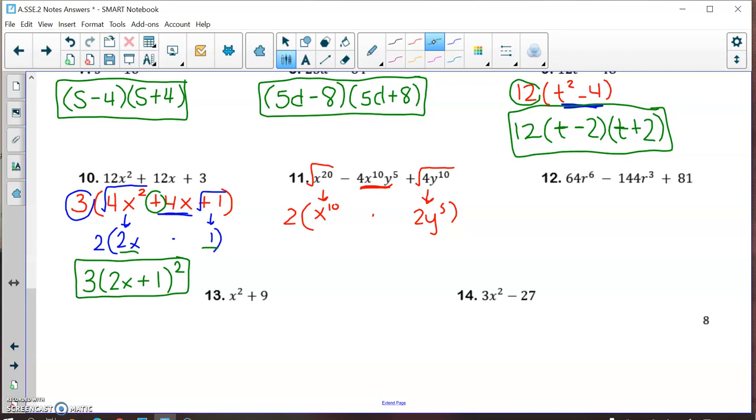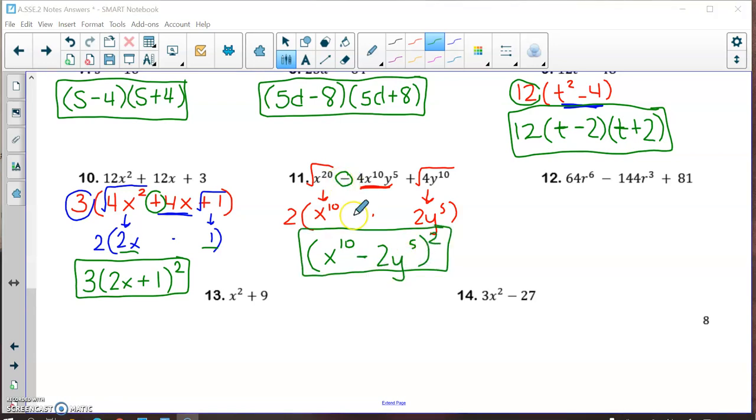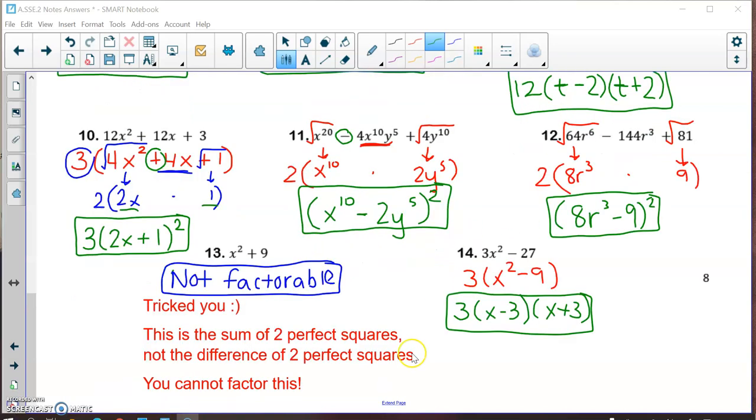We did not take out a GCF, so how to factor this is I take the square root of my first term, which was x to the 10th. I take the square root of my last term, which was 2y to the 5th, I take the minus sign and square it. I'm going to have you try 12 through. All right, here are your answers.